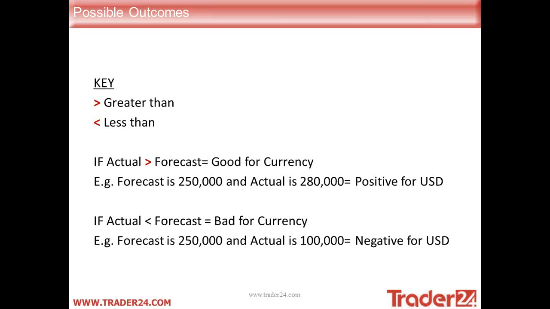Example, let's say the predicted outcome is 250,000 and the actual is 280,000. It will result in a positive move for the dollar. Why? Because actual is greater than forecasted. You can see a 30,000 increase.